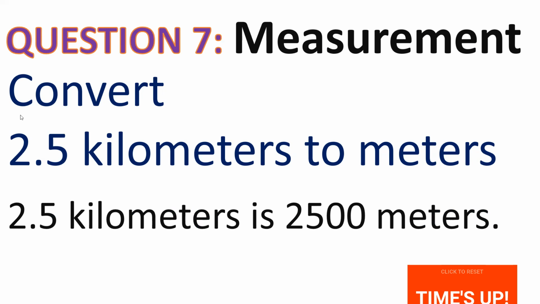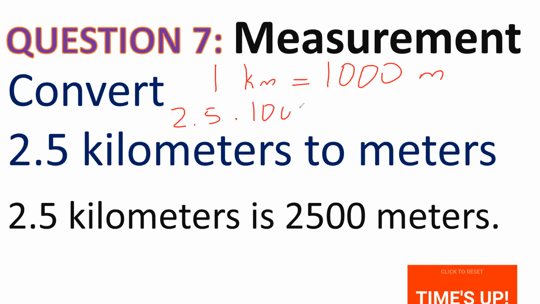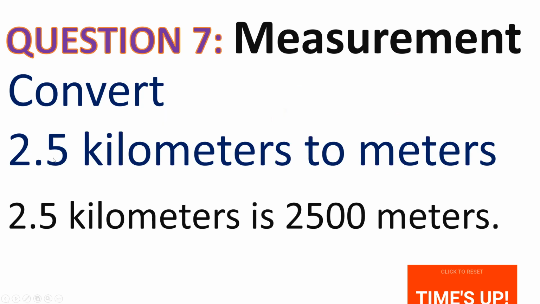Why? Because I know from kilometer to meter times by 1,000. 1 kilometer. Kilo means 1,000. All right. So 1,000 meters. So I have 2.5 kilometers. So times by 1,000, 2.5 times 1,000, you are getting 2,500 meters. Done. Question 7, also done. I hope you have 70 marks, 70% so far. Please try next question. Question 8 is coming now.